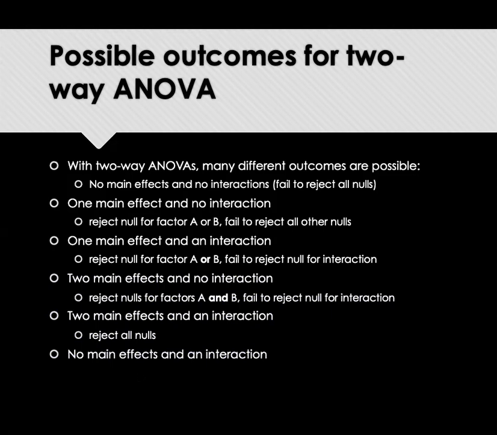Or you could have no main effects, but have an interaction effect. So in that case, you'd fail to reject the null hypothesis for factors A and B, the main effects there, but you would reject the null for the interaction effect. So as you can see, there are many, many different outcomes for the two-way ANOVA. A two-way ANOVA, you're going to have 3 different F ratios, and there's all different combinations of what you would do with the hypothesis test for each of those F ratios.